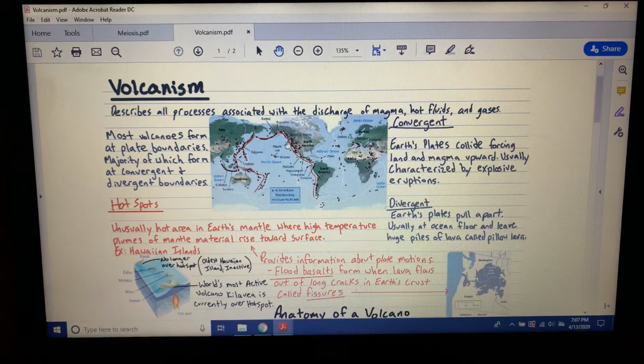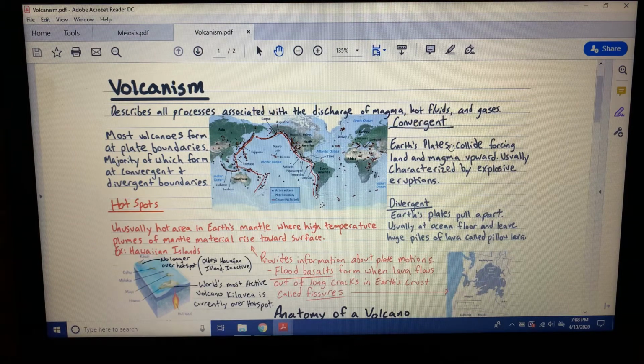And so most volcanoes, as you can see, are formed along plate boundaries. Many of which are going to form at convergent, which means comes together, or divergent, comes apart, boundaries. In convergent, Earth's plates are going to collide, forcing land and magma upward, usually characterized by explosive eruptions. This is going to be part of your mountain making processes.